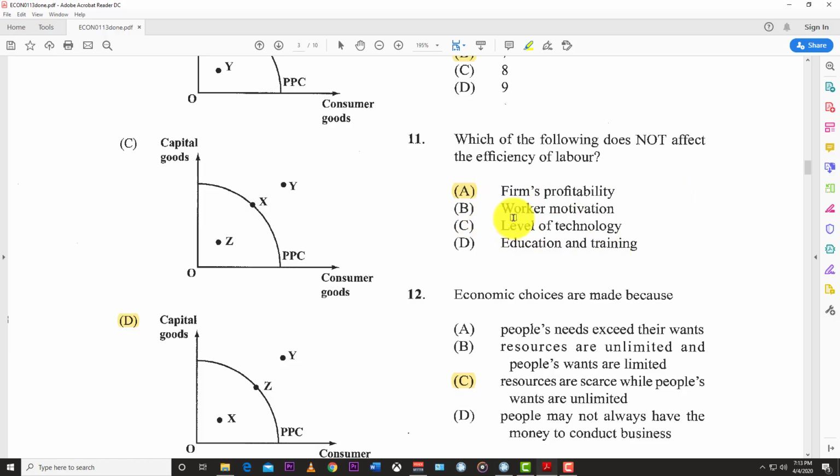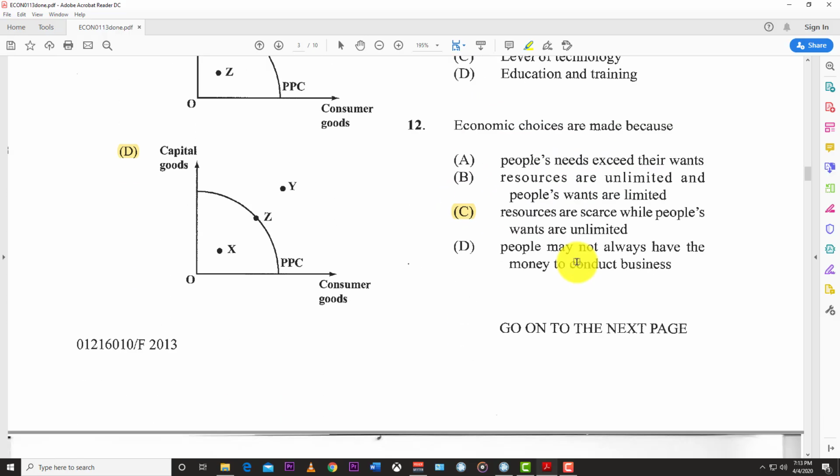Options were B, worker motivation, of course that would increase efficiency. C, level of technology, of course that would increase efficiency. And D, education and training, that would increase efficiency. So the best answer is A, firm's profitability.